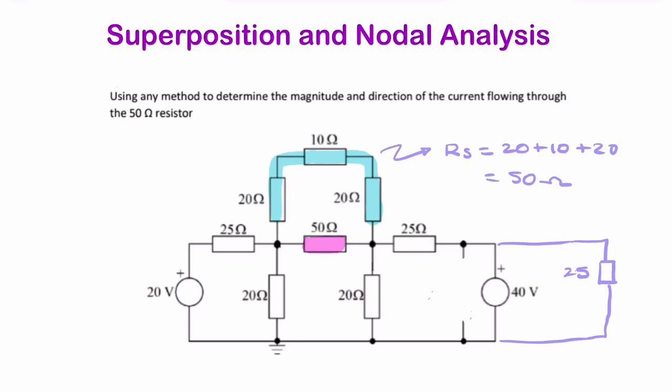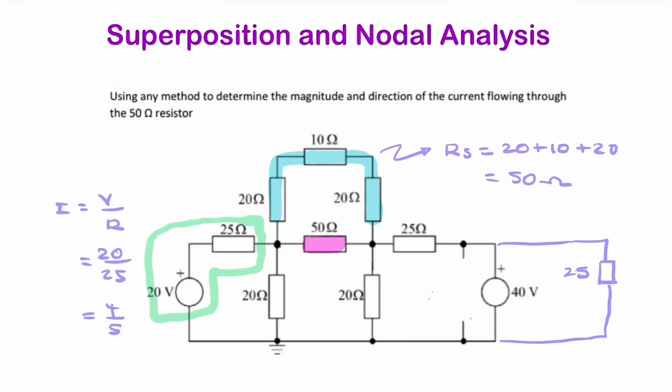Now, the next thing I would want to do is look at converting this voltage source into a current source, so that we would end up with two parallel resistances. So to do that, the current in your current source would be the voltage, or the EMF, divided by the resistance. So in this case, it's 20 over 25, which is 4 over 5, or 0.8 amps.